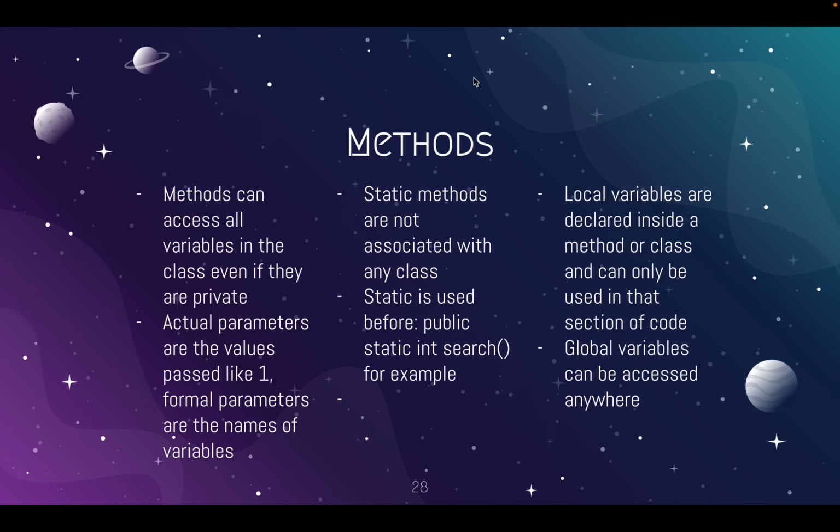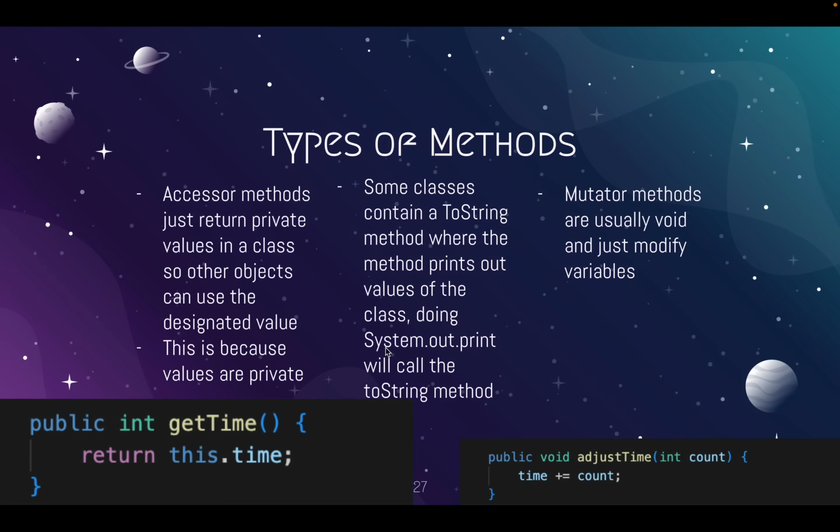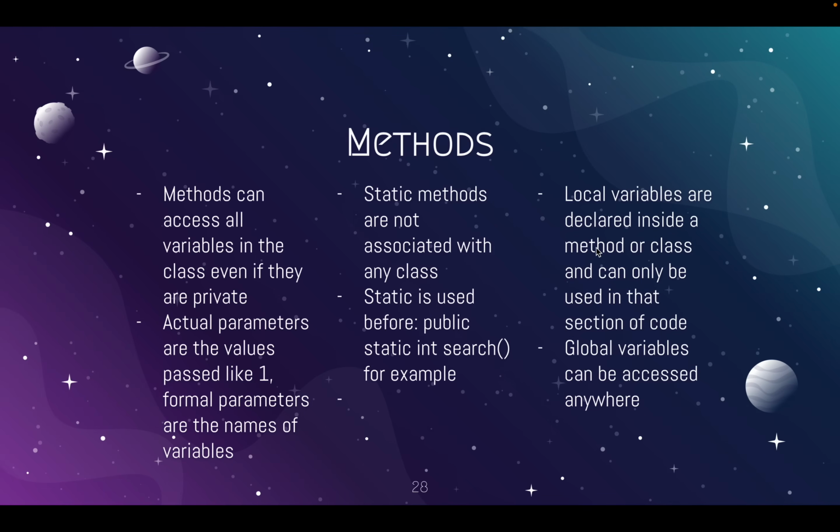Static methods are not associated with classes. Static is used like this. You put the static here. But since these are associated with classes, there's no static here. Local variables are declared inside a method or class, and they can only be used in that section. But global variables can be accessed from everywhere.